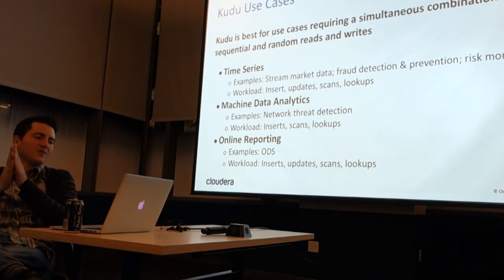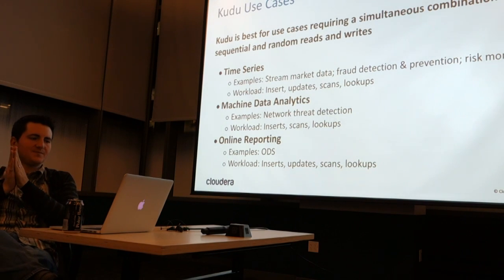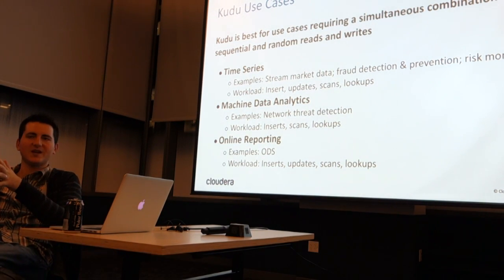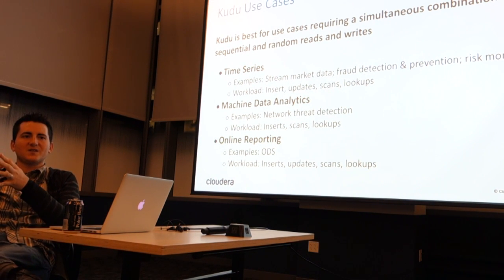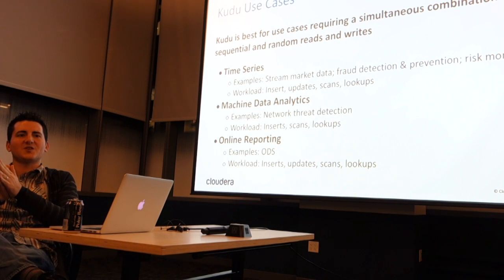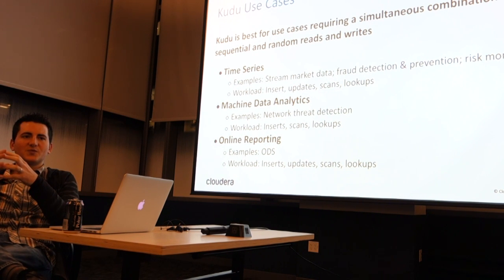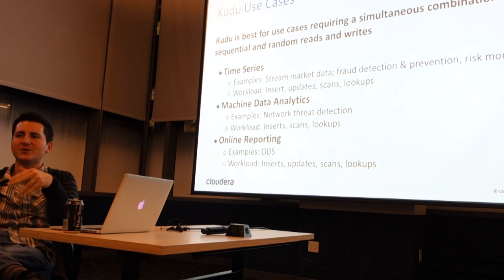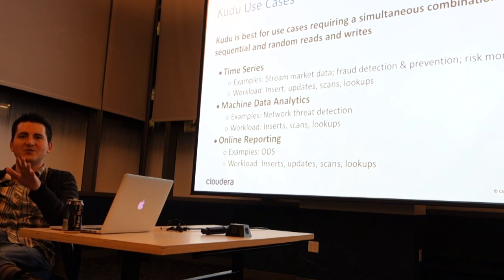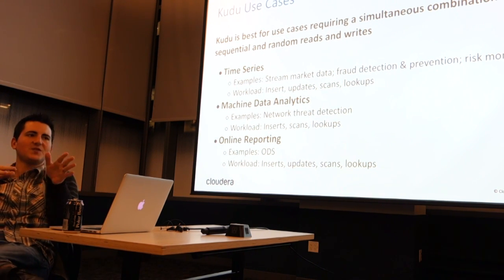Alright, so the use cases that we're looking at. It's best if you have a combination of sequential and random. But your random should not be so much updates, like you're not supposed to be using an update-heavy workload. If you're rewriting the whole data set every day, rewriting all the rows, Kudu is not a great fit. It's a great fit if you have a time series database.